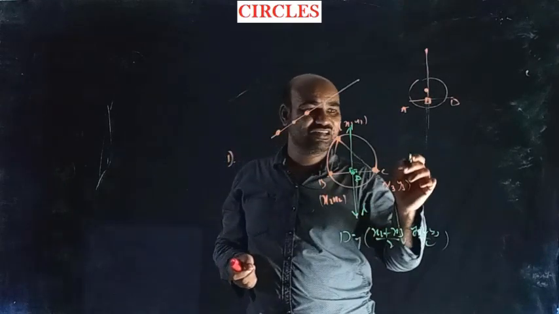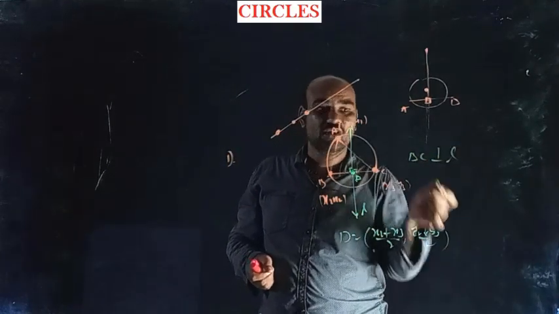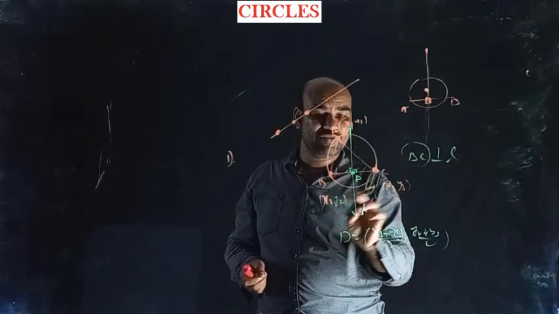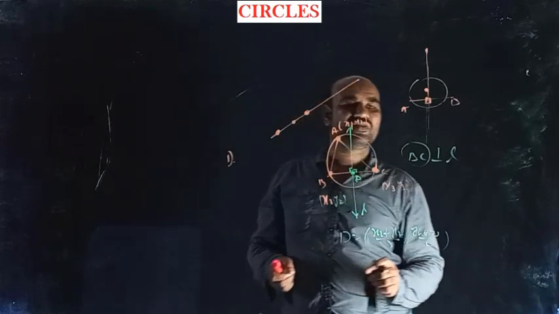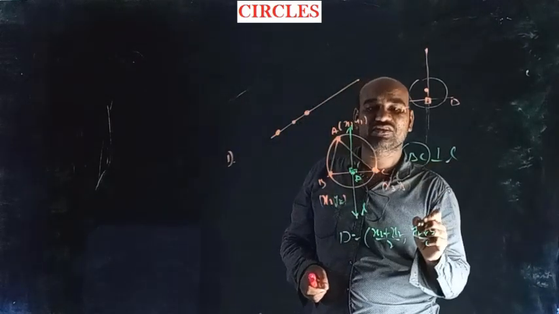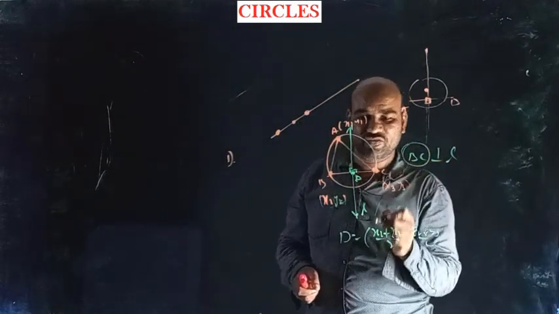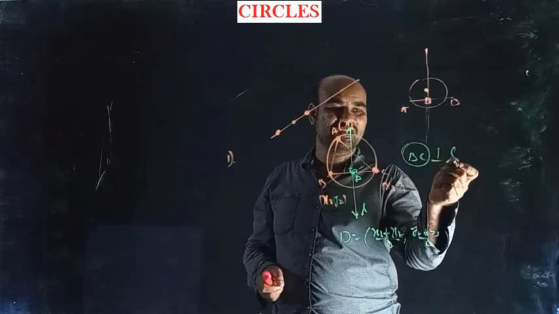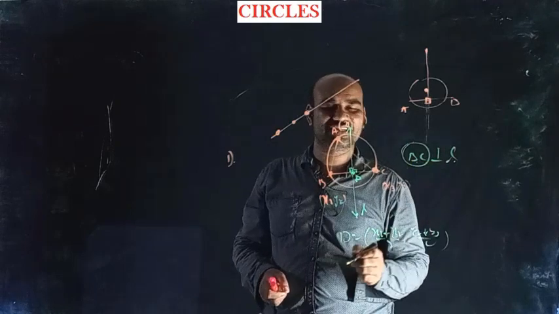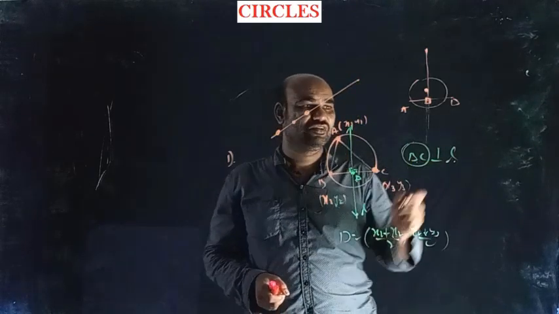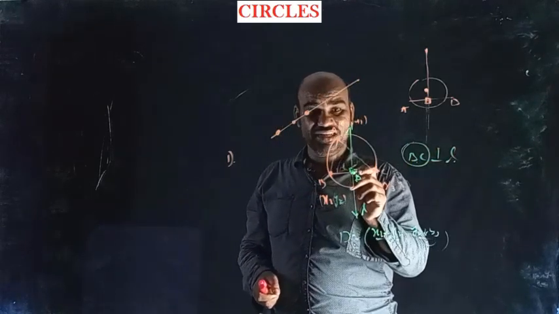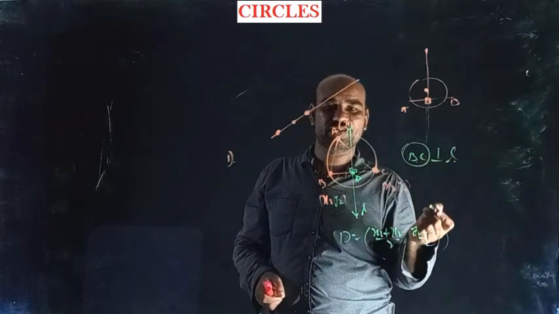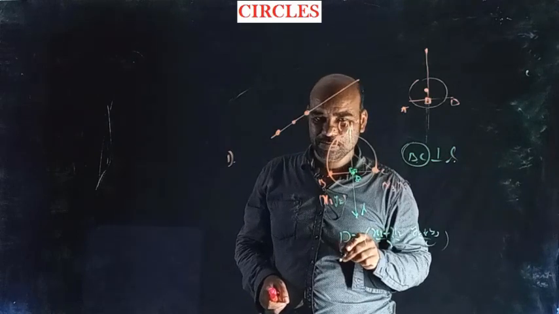BC is perpendicular to L. We can find the slope of BC by using the two-point form: y3 minus y2 by x3 minus x2. There is not a big problem. L is perpendicular, which means if the slope of BC is m, then the slope of L is minus 1 by m. So a point on the line L is D and its slope is minus 1 by m. By using slope point form, you can find the equation of L.